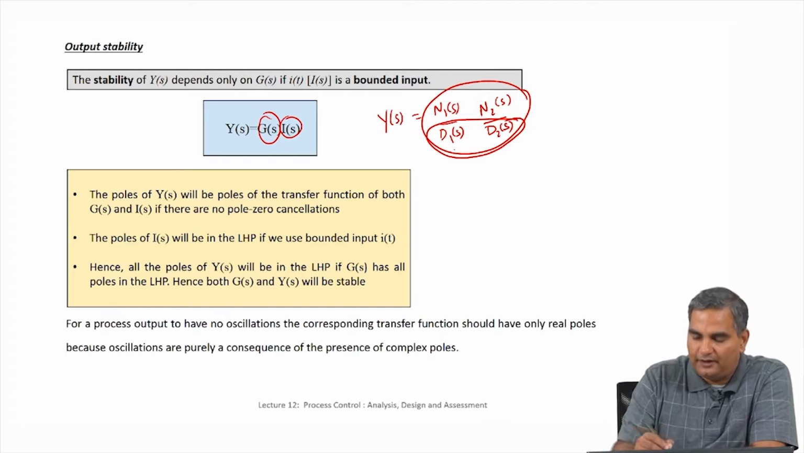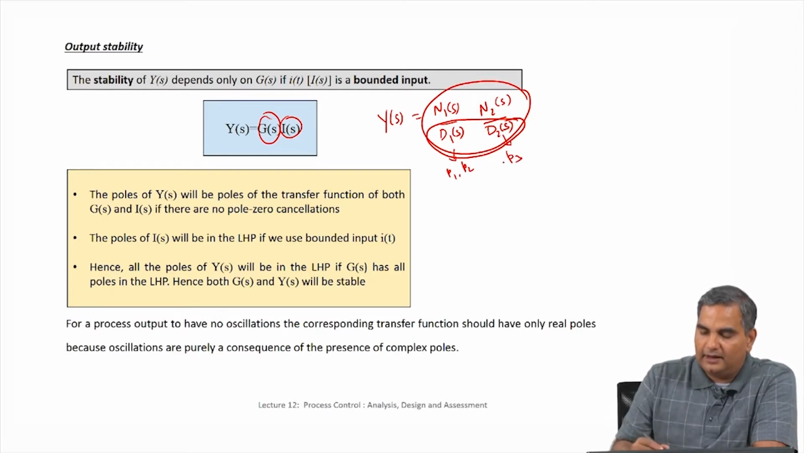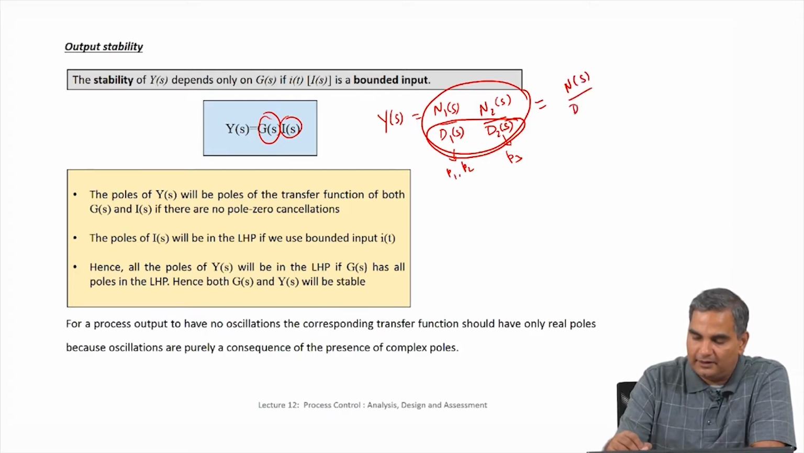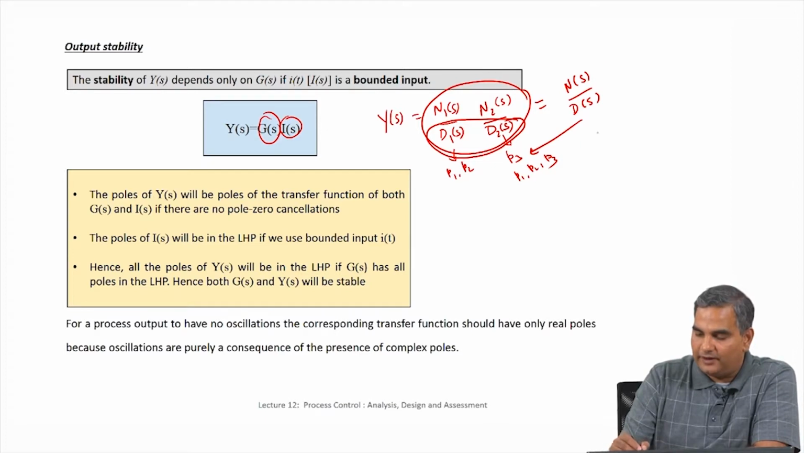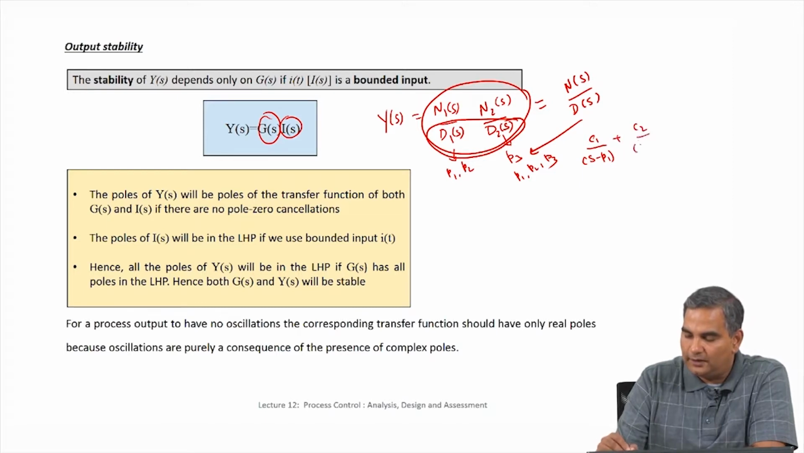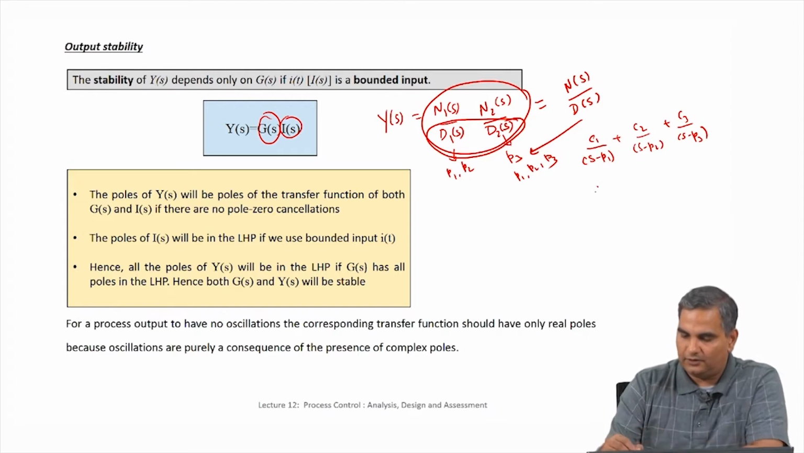Okay. So, just for the sake of illustration, let us say D1 has 2 roots p1, p2, and D2 has 1 root p3. As long as there is no cancellation, if I write this Y of s as some N of s by D of s, clearly the D of s polynomial will have all the roots p1, p2, p3. So, when you expand this in partial fractions, you are going to get something like c1 by s minus p1, I am assuming each of these are distinct roots, c2 by s minus p2 plus c3 by s minus p3. And when you do the Laplace inversion of this, you are going to get c1 e power p1t plus c2 e power p2t plus c3 e power p3t, right.